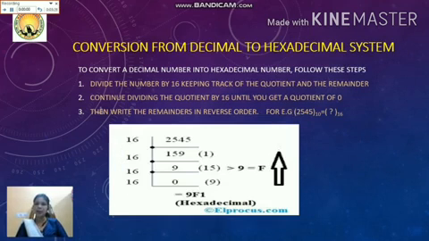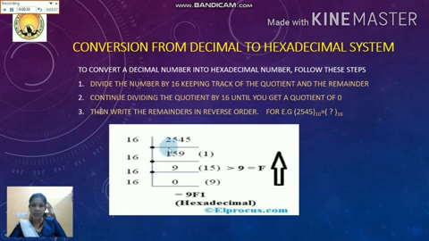Next is decimal to hexadecimal. Follow the same process, but keep in mind that wherever you get a remainder like 10, 11, 12, 13, 15, those numbers will be replaced by the equivalent hexadecimal characters. As I have already told, A is equivalent to 10, B is 11, C is 12 and F is 15. This we have to do.